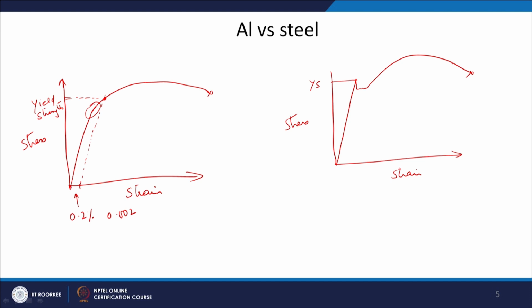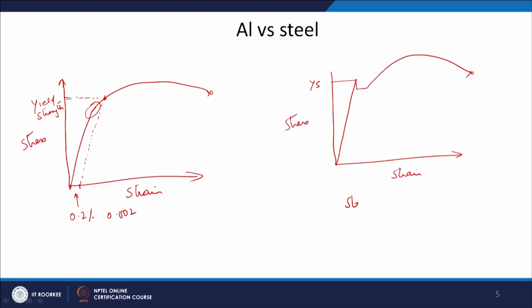Okay, so these are the two different types of stress strain curve you will see generally in books or in some other places. Okay, so this is for steel and this is for aluminum. In case of aluminum, as I told you, you have to do this 0.2% offset and then plot a line to get the yield strength.